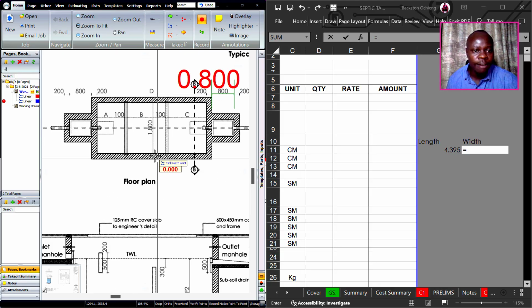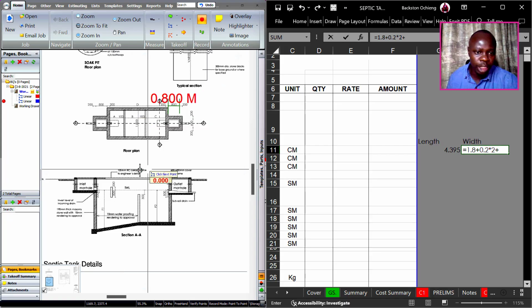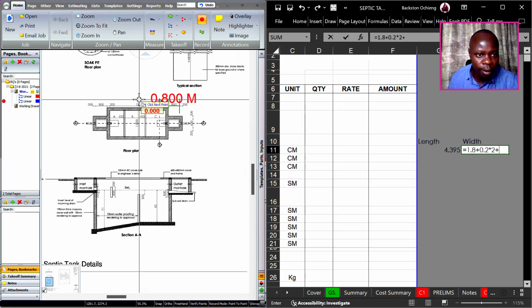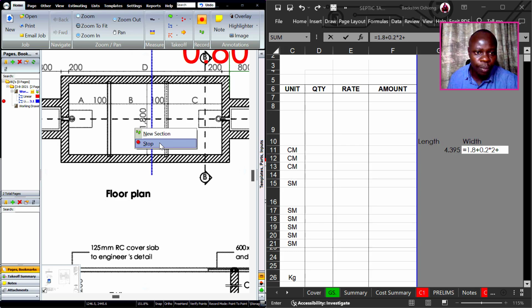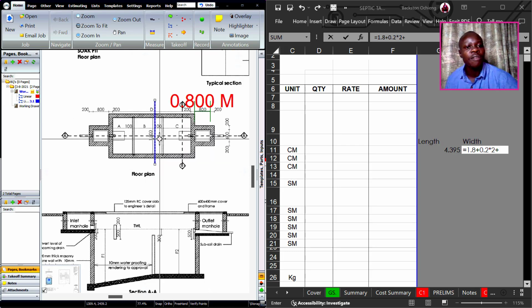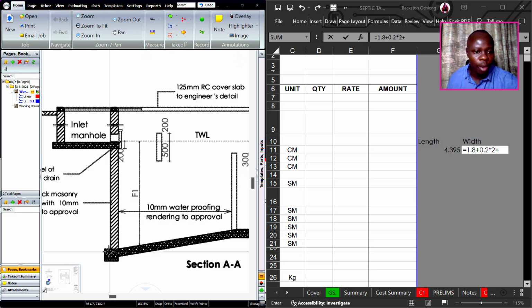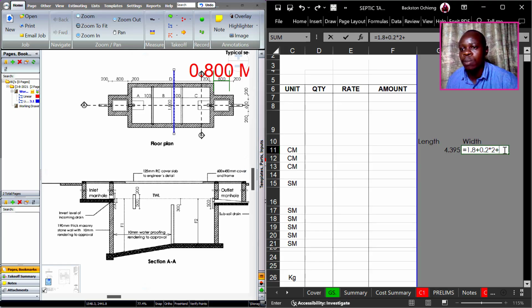So we'll have to add the walls to the 1.8. So 1.8, then we add 0.2 times 2. All right. So what we also need to take keen attention on is that there is no section of this that is cutting this way provided. So what we need to do is to give an allowance for external excavations or excavations beyond the wall. Okay, so we'll have the 1.8 plus 0.2 times 2.